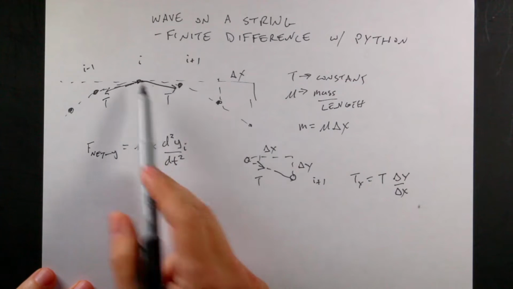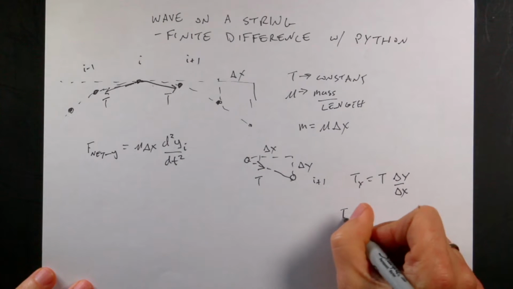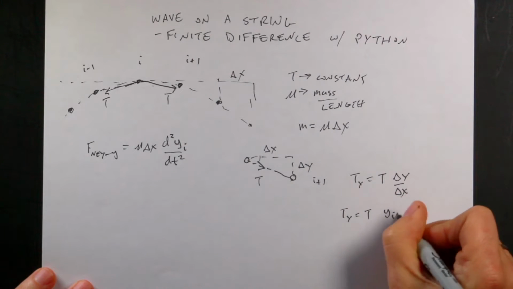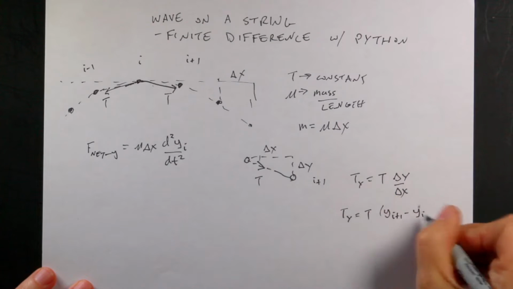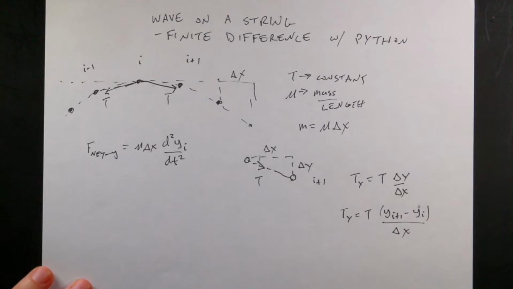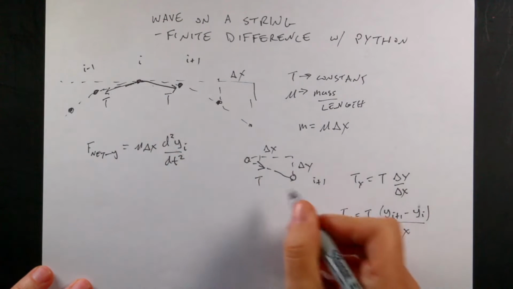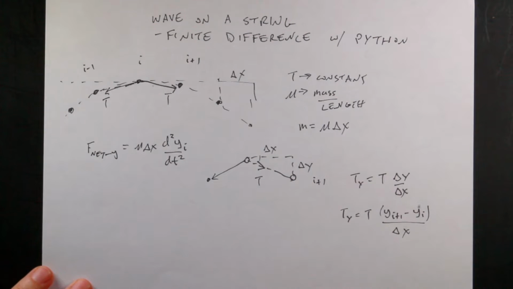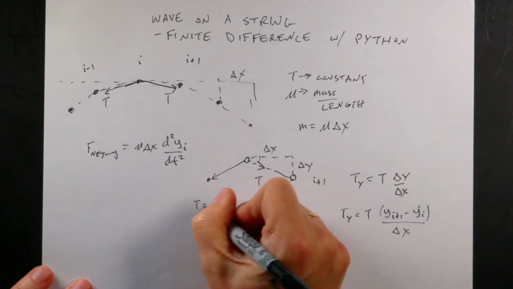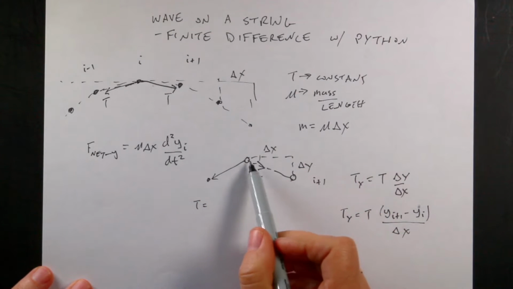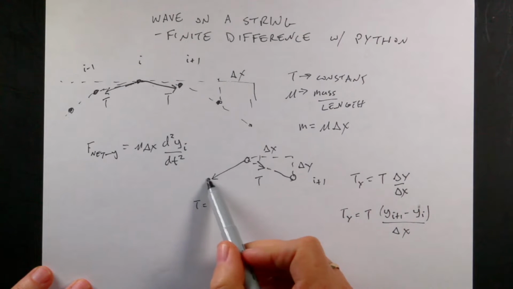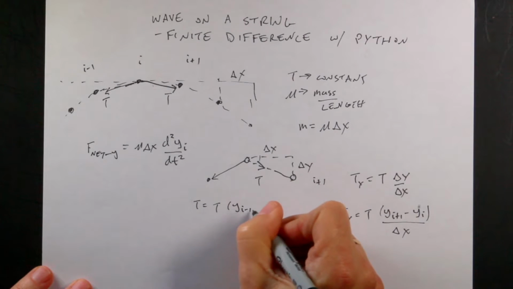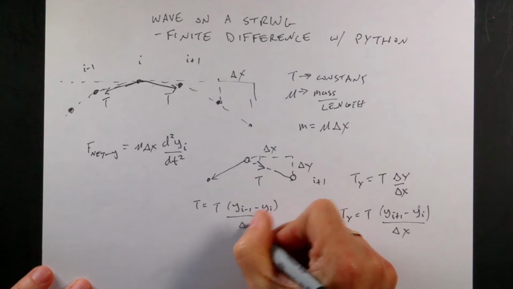So if I look at that in terms of the ith and i plus 1 element, that T is going to be equal to, that's the y component, T times yi plus 1 minus yi, that's the change in y, and then the change in x is just delta x. Now what about the tension on the other side? Over here I have another mass, but it's pointing this way. So the tension over here is going to be equal to the slope, but I want to go from here to there, so I'm going to go final minus initial. So this is my final. So I'm going to say T times yi minus 1 minus yi, all of that over delta x.